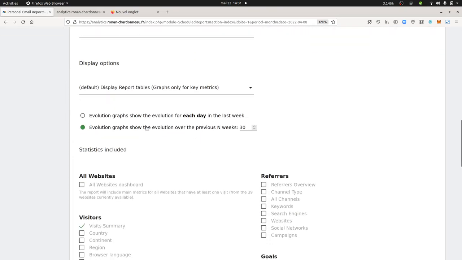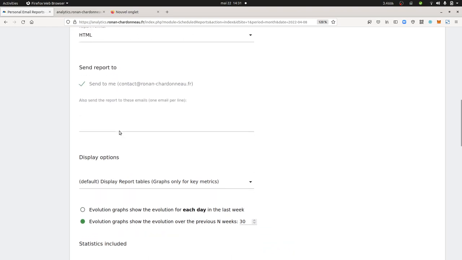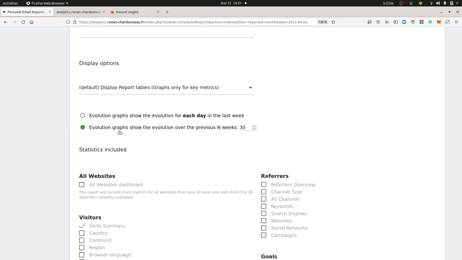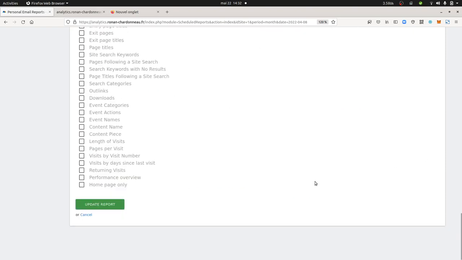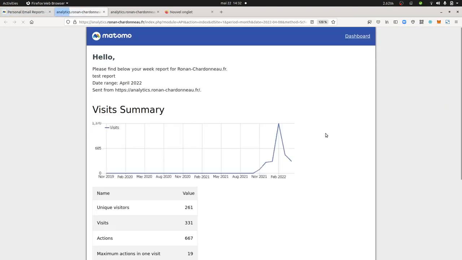In fact, this is the option that you would like to tick, or at least that you would like to read. What this option is saying is that according to what you selected, so in my case it's a month, here it says that evolution graph shows the evolution over the period N and not weeks. In fact, here that's a mistake, it's N months. So as a result, when I leave it like this, it's gonna take me like 30 months.